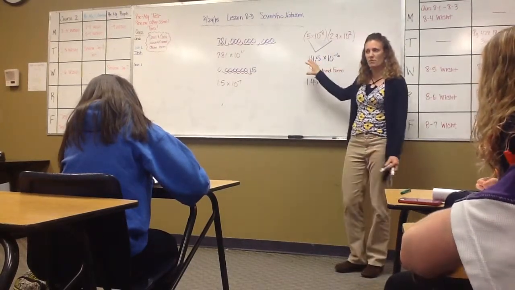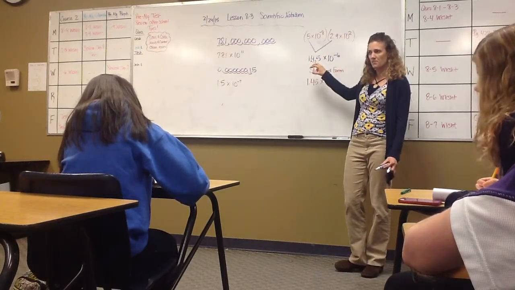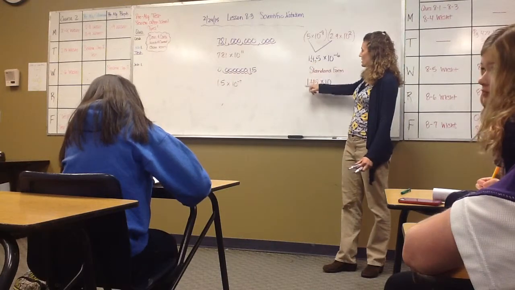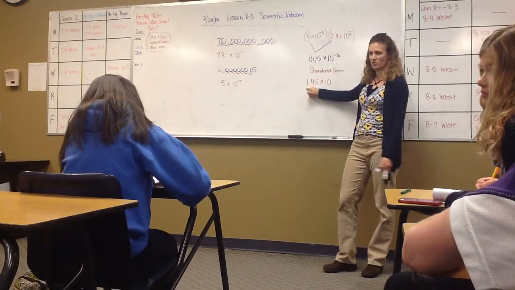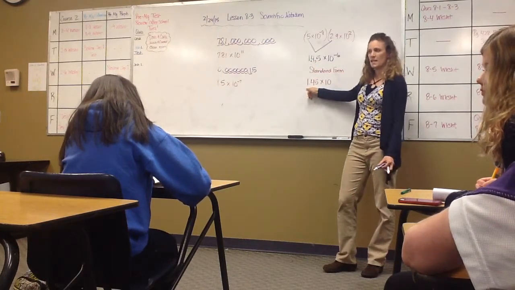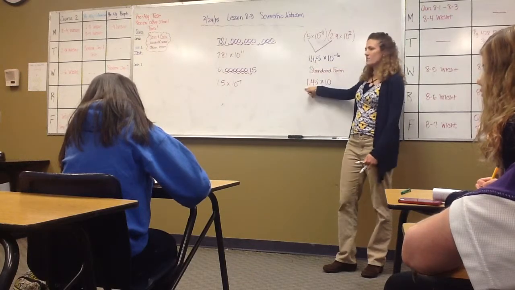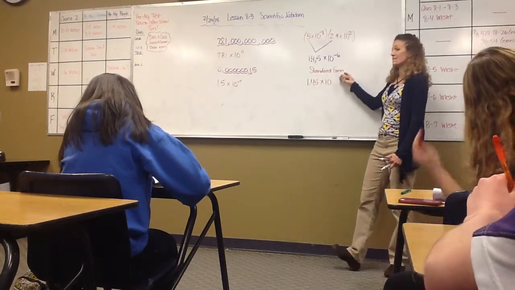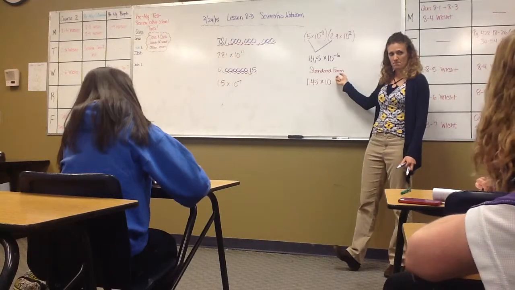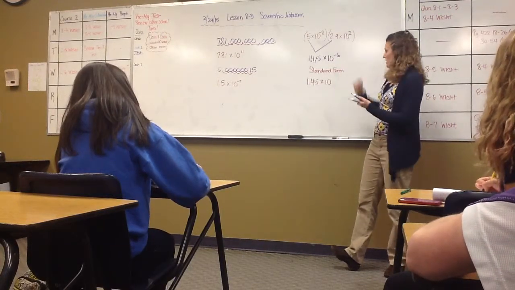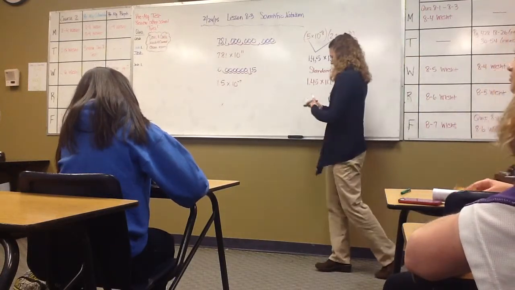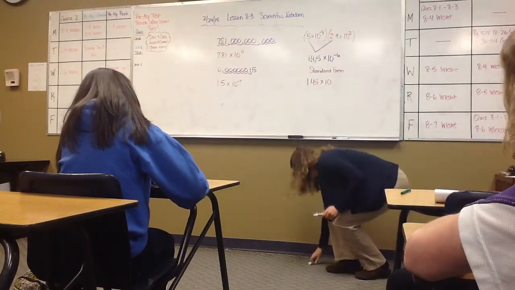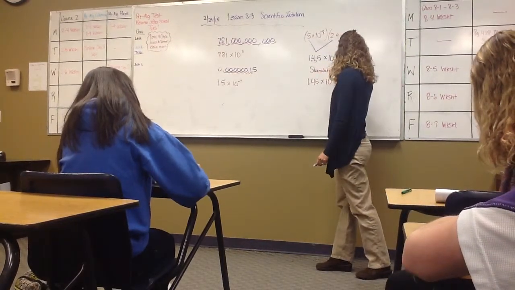Here's the way that I remember it. Okay, Casey, did this number get smaller from 14.5 to 1.45? Yes. If this number gets smaller, your exponent gets bigger. So what's the next bigger exponent? Negative 5.